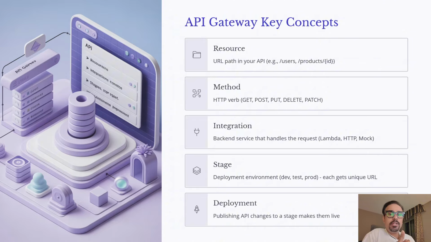If it is a GET method, it is going to fetch the data for you. POST method, it is going to post the data for you. PUT method, it is going to put the data. DELETE means delete, or if you have to perform any patching, it is going to patch that.